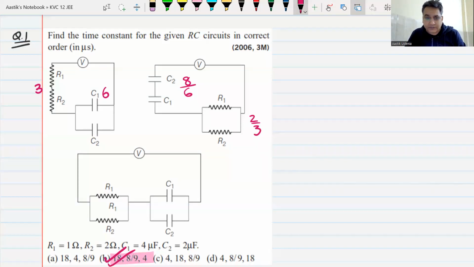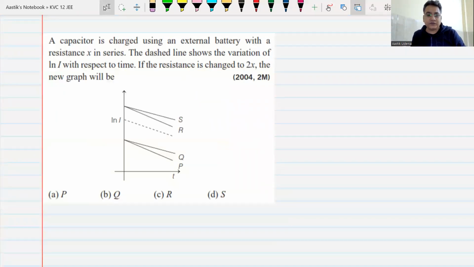This is JEE Advanced. One more question from JEE Advanced. This is 2004 and a 2 marks question. A capacitor is charged using an external battery with a resistance X in series. The dashed line shows the variation of ln of I, natural log of current, with respect to time. If the resistance is changed to 2 times X, which is the new graph? Your time starts now.